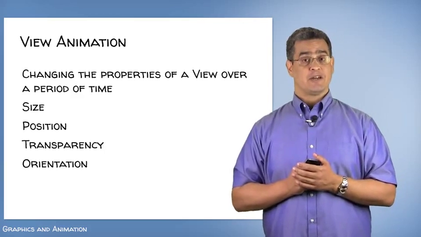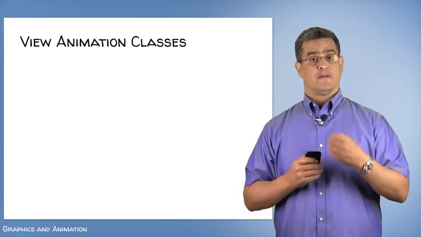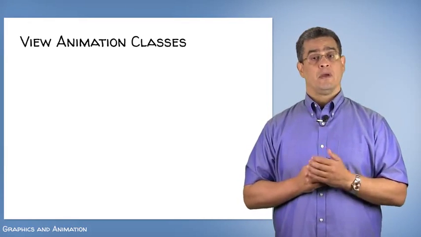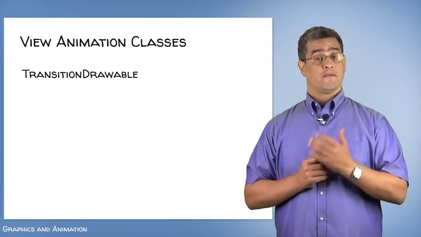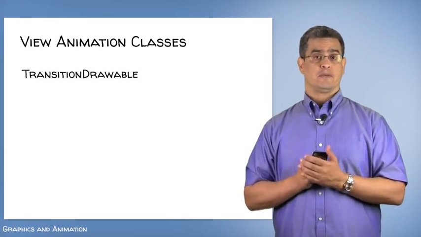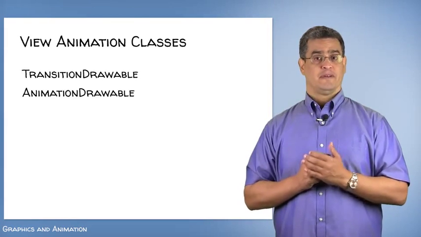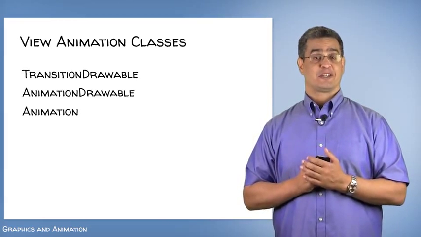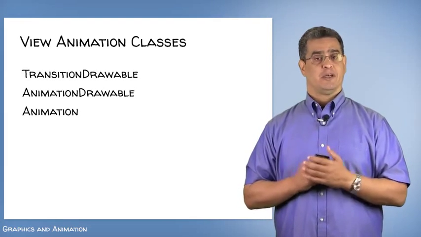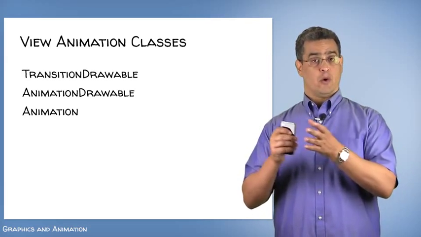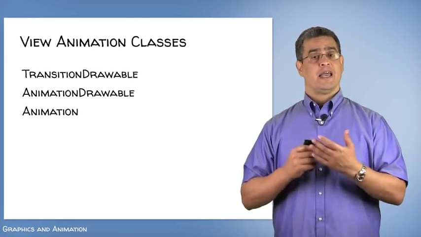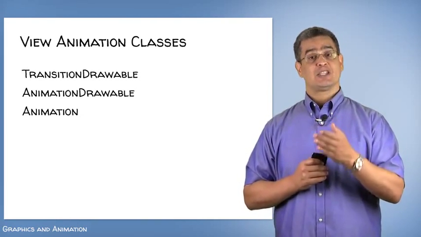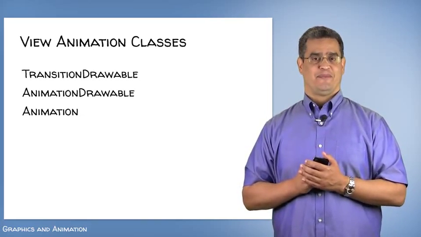To make animation easier, Android provides several different view animation support classes, and three that we'll talk about now are the transition drawable class for animating a transition between two views, the animation drawable for creating frame-by-frame animations, and the animation class for creating tween animations, where you specify certain frames or moments in the animation, and Android interpolates or fills in the points in between. Let's look at each of these classes one at a time.